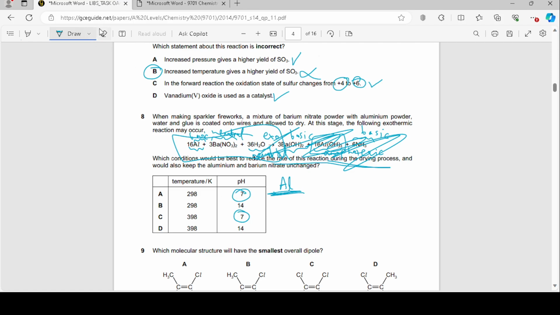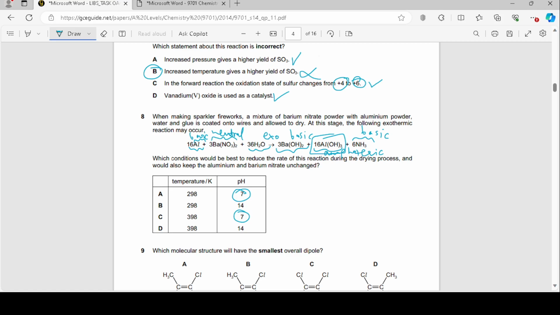And as for barium nitrate, again, pH 7 would be better. Otherwise, who knows? It might react. Yeah, I guess you would have more barium hydroxide at a higher pH of the reaction. I mean, does that make sense?